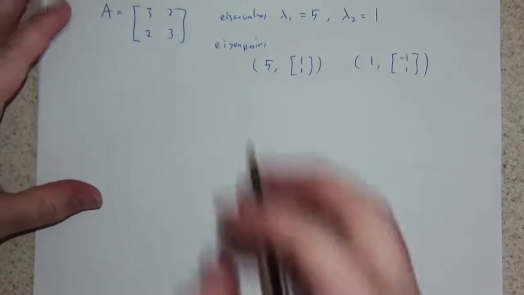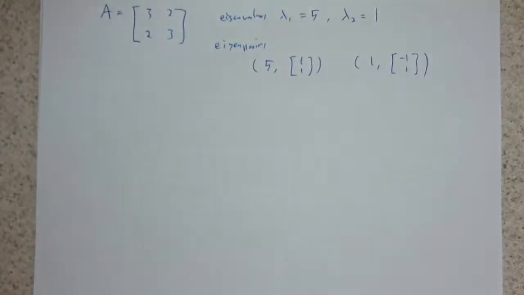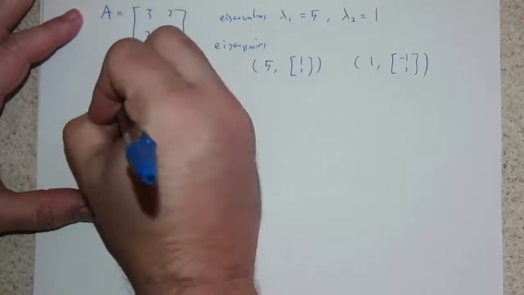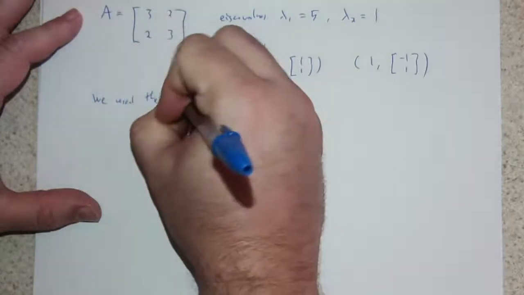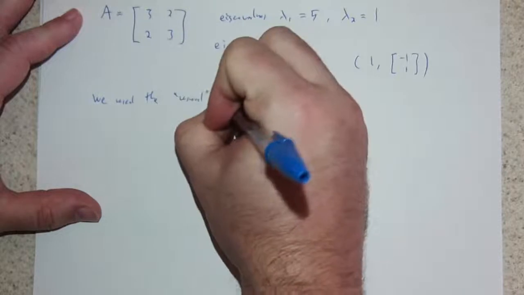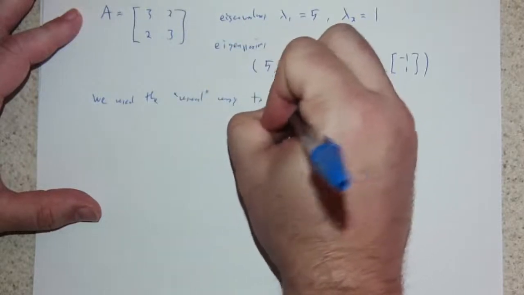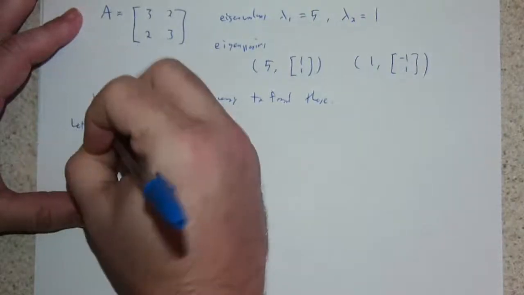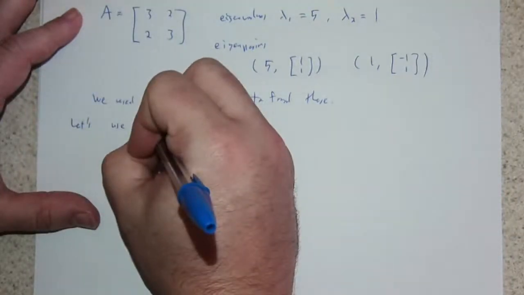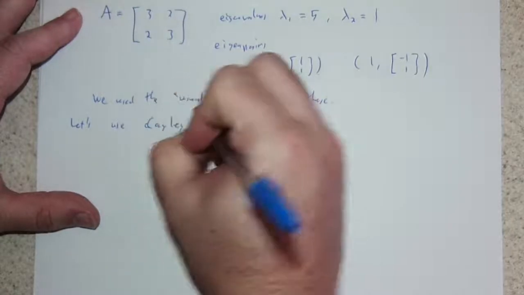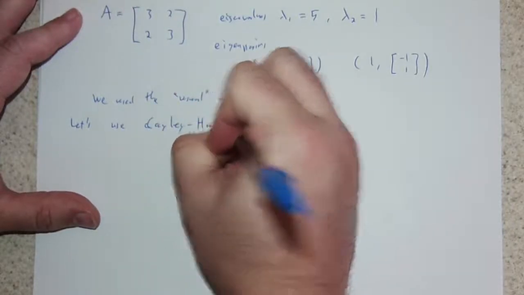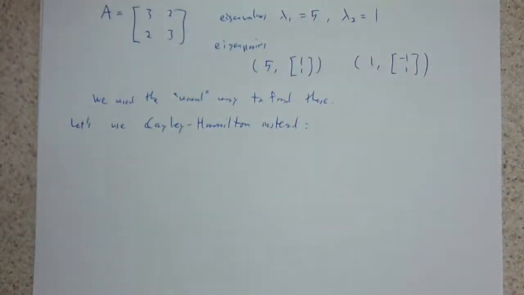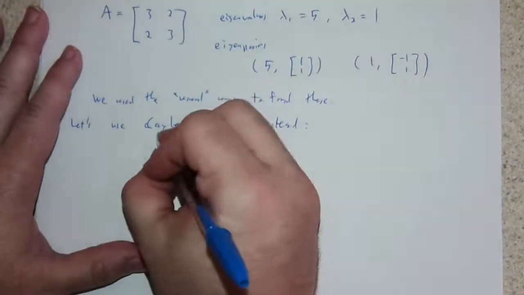So let's use Cayley-Hamilton instead. So for both of these, we used the usual way to find these. Let's use Cayley-Hamilton instead.